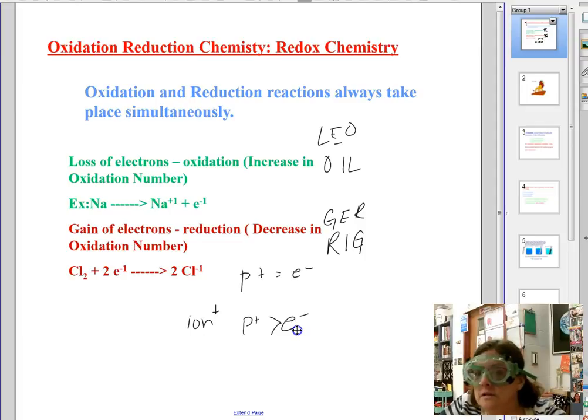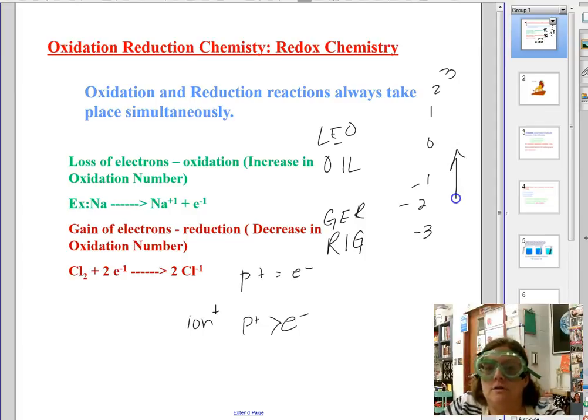So if you're losing electrons, you're becoming more positive. So your charge is going to go up, so to speak. If you think of it as a number line going up and down, with negatives down here, -3, -2, -1, 0, 1, 2, 3, your charge is going to increase. If the ion is a negative, that means the protons are less than the electrons. There's more electrons, so you end up with a negative charge.